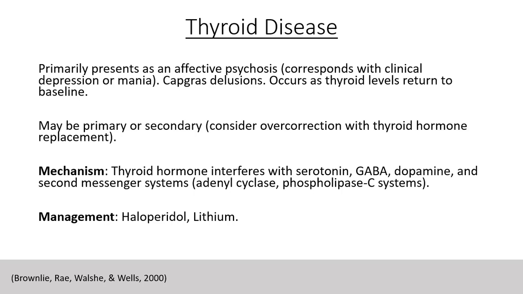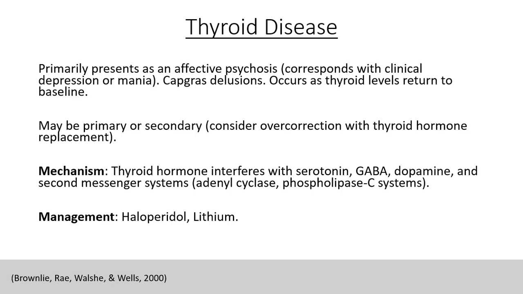Psychosis with thyroid disease is rare, but primarily presents as an affective psychosis, where psychosis corresponds with clinical depression or mania. This often occurs as thyroid levels return to baseline. The etiology may be primary or secondary. Keep in mind, overcorrection of T4 with replacement therapy may induce psychosis as well. Suspicion for a thyroid disease is increased with a concurrent syndromic overdrive with hyperthyroidism or underdrive with hypothyroidism.